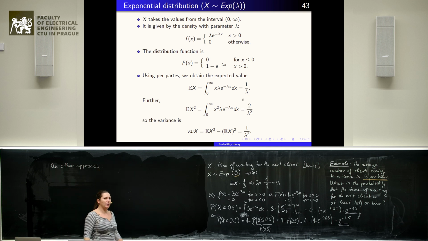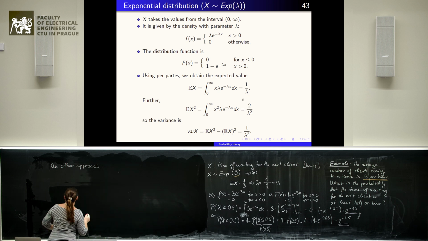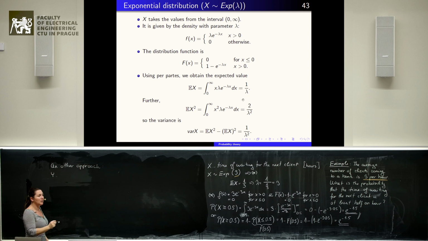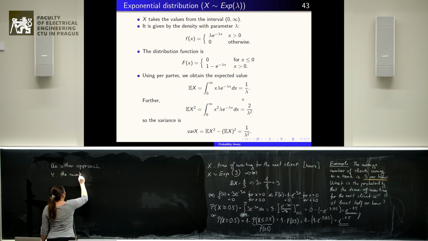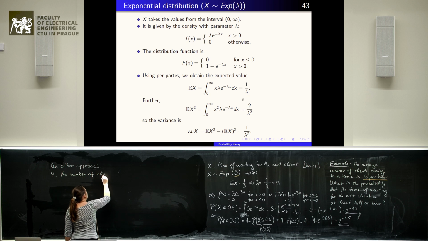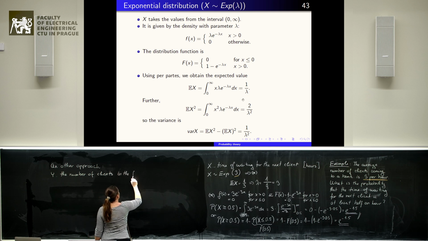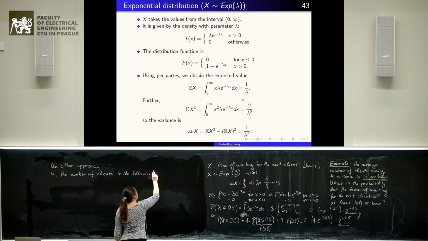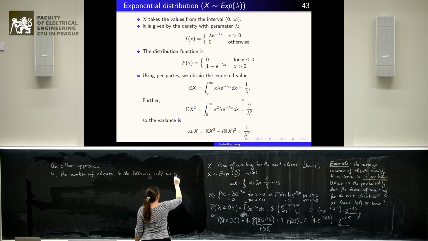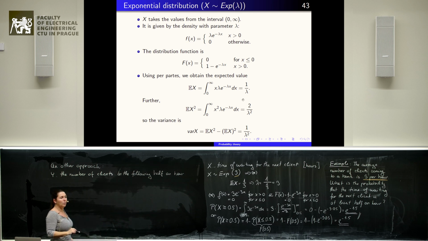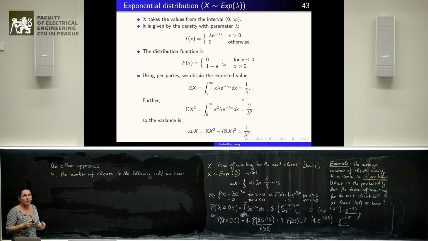What does it mean that the time of waiting for the next client is at least half an hour? It means that in the considered half an hour, nobody will come to the bank. And now we don't work with the time of waiting, but we work with the number of clients. So when we denote by y, not the time, but the number of clients in the following half an hour, we have the number of events which are independent of each other.